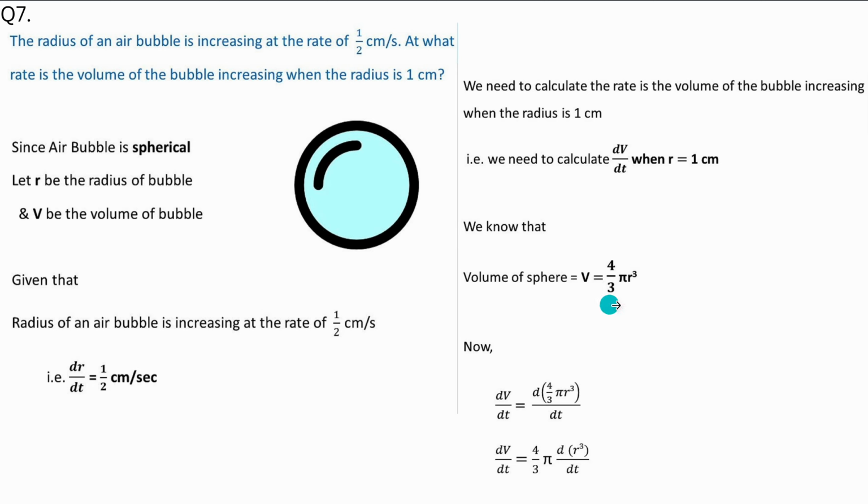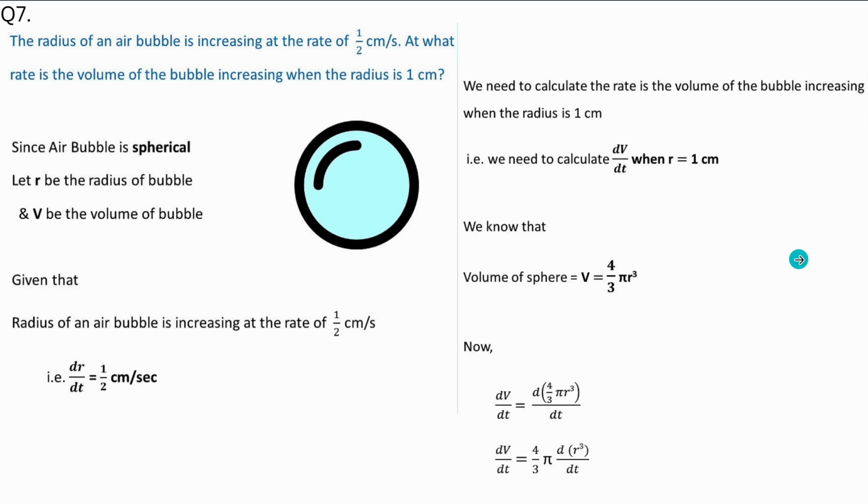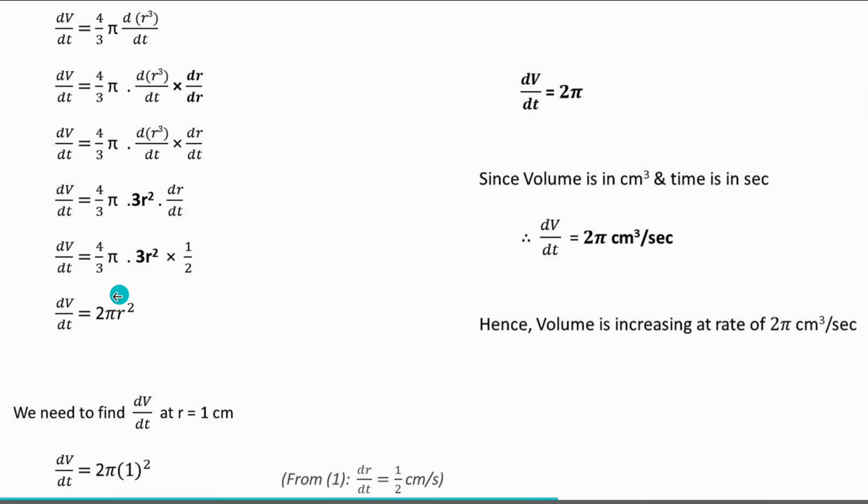Now we know that v is equal to 4 by 3 pi r cube for a sphere. Now we do dv by dt, and we get the dv by dt value as 2 pi r square. Now putting the value of r as suggested in the question, which is 1 centimeter, we get 2 pi, and hence the answer here will be 2 pi centimeter cube per second. So the volume of the air bubble is increasing at the rate of 2 pi centimeter cube per second when the radius is equal to 1 centimeter.